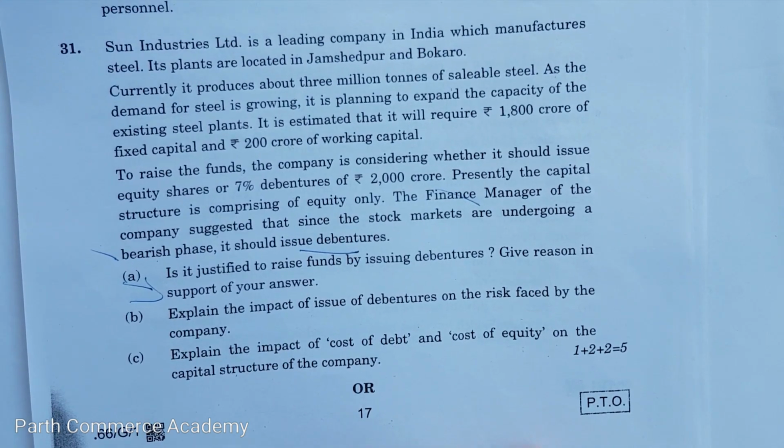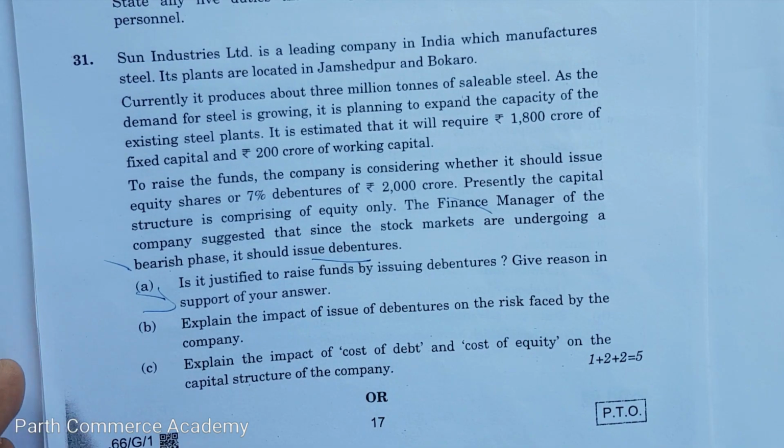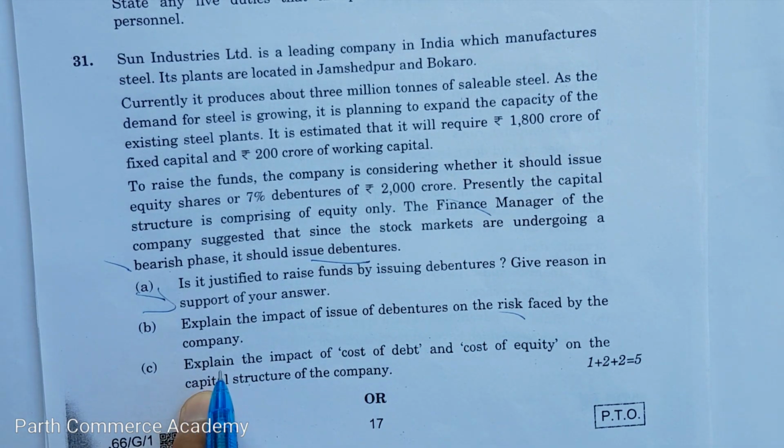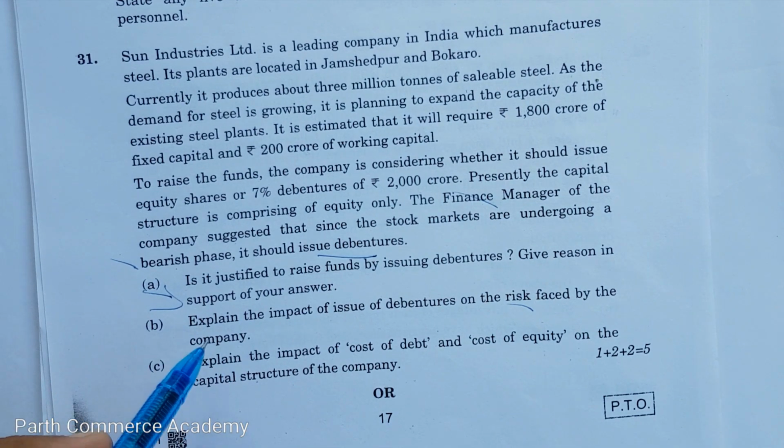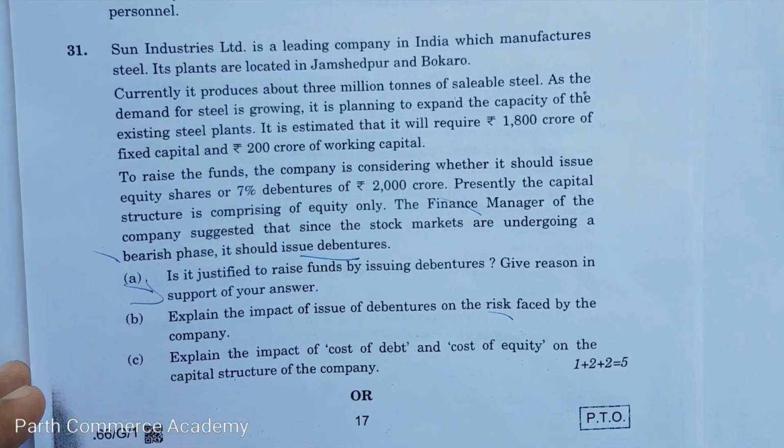Second, explain the impact of debentures on risk faced by the company. So, impact of debentures on the risk. When they are issuing debentures, yes, their risk will increase. How will their risk increase? Because they have to pay a fixed rate of interest. They have to pay at a fixed time. In fixed time, they have to return this money, and there is a chance of default in payment. So this type of risk is there, and their overall risk will also increase.